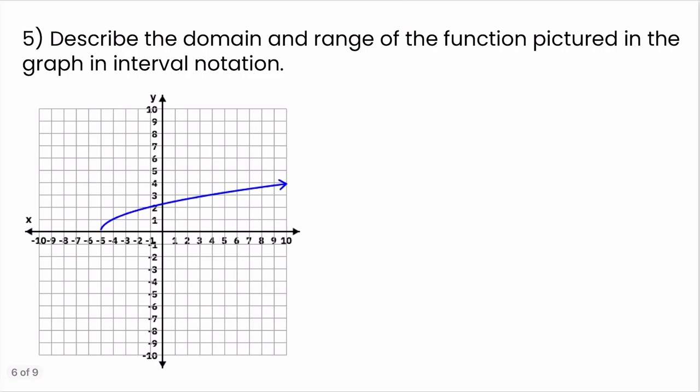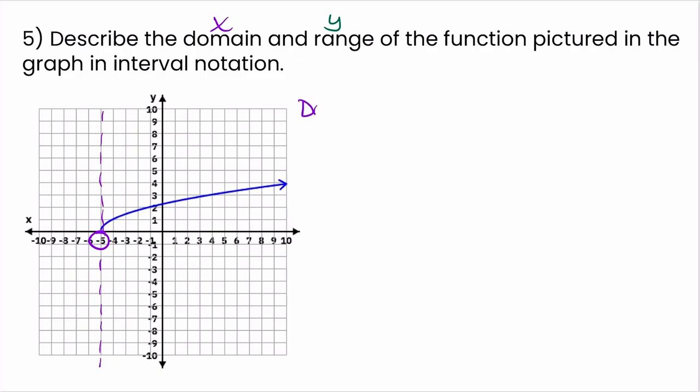So in this problem, it says, describe the domain and range of the function pictured in the graph in interval notation. So remember, domain is x values and range is y values. So let's figure out what's going on here. So the lowest x value that I have is -5, right? So it's going to start there.